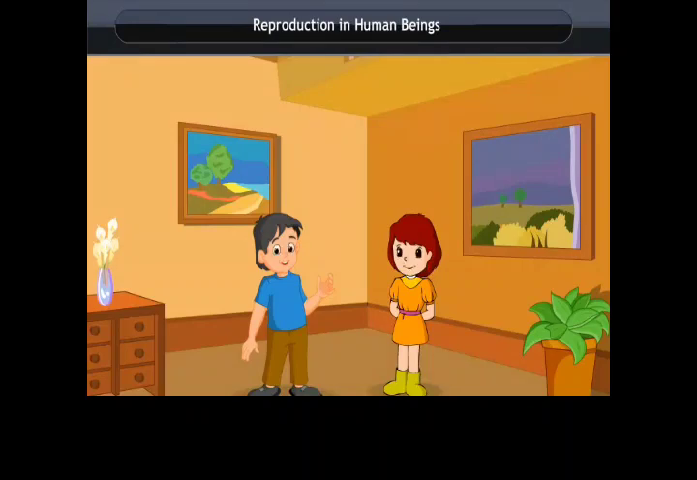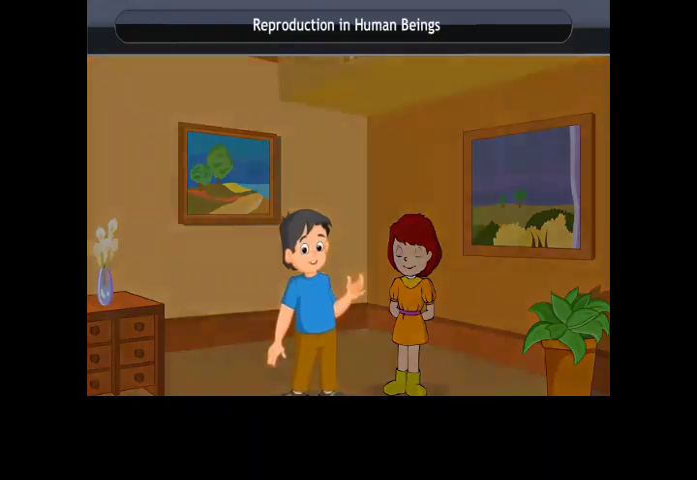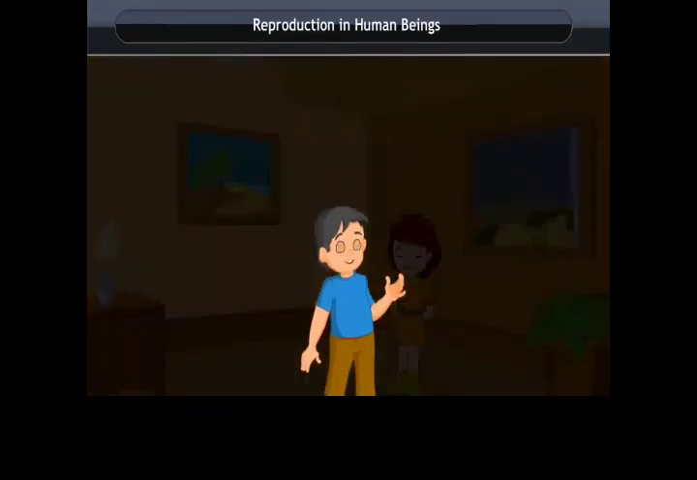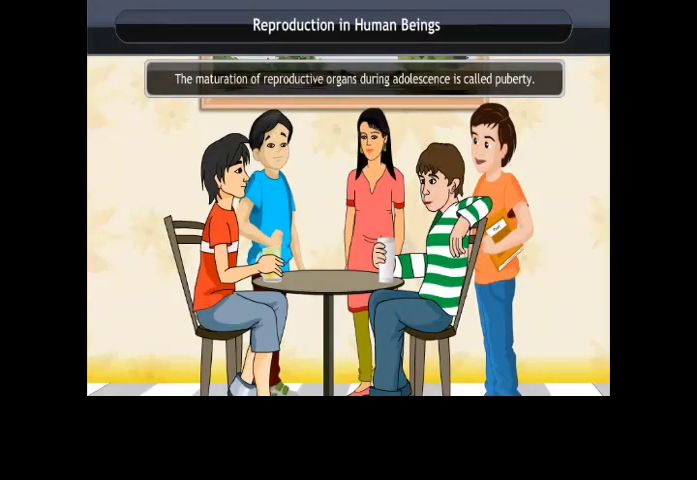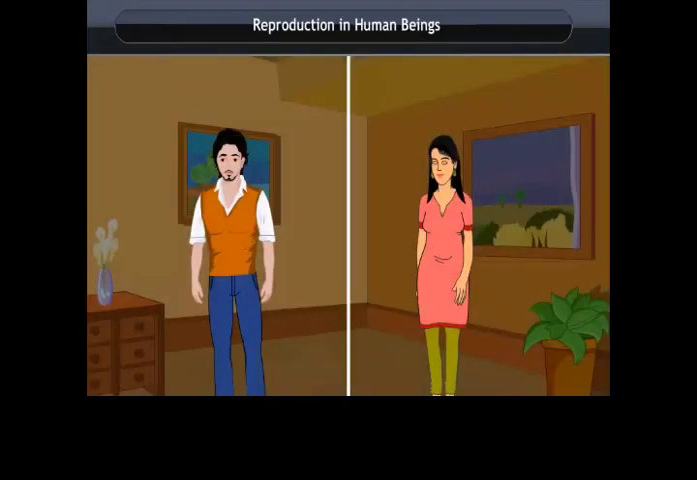Reproduction in human beings. Human beings have a sexual mode of reproduction. Sexual reproduction in human beings is possible after the maturation period. Human beings also develop secondary sexual characters for this purpose. The maturation of reproductive organs during adolescence is called puberty. The reproductive system of male is different from the female. Let us discuss male and female reproductive systems.